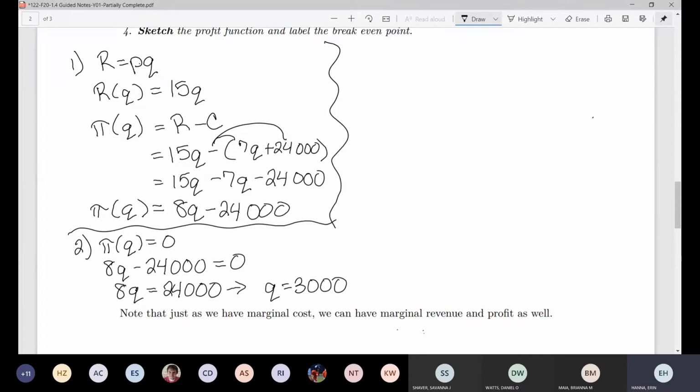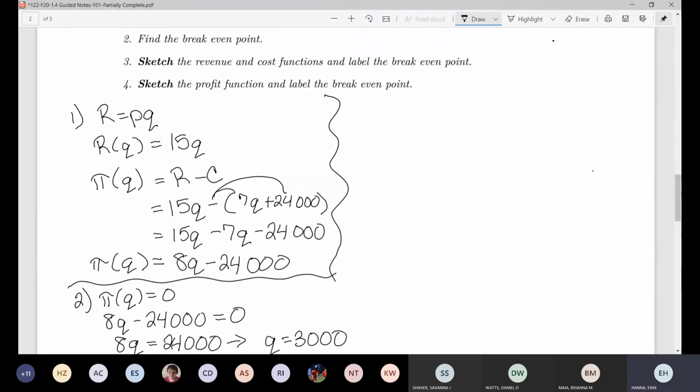And then we found our profit function by taking the revenue minus the cost. Always put the cost in parentheses so you remember to distribute the negative. So 15Q minus 7Q gave us 8Q, and then we have minus 24,000.